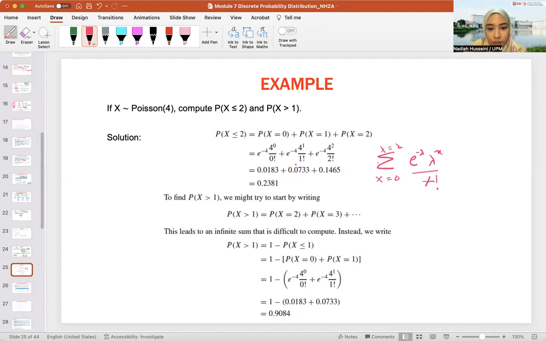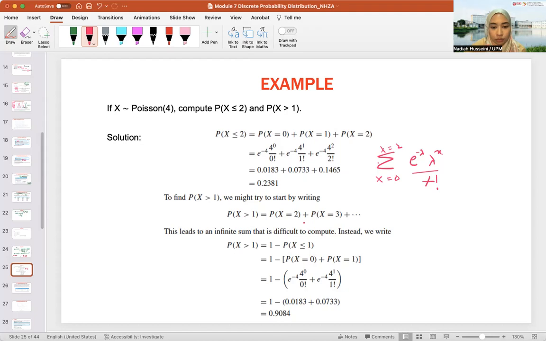So here they expanded this equation to be like this. So e to the minus 4, which is our lambda, 4 to the power of 0 over 0 factorial, plus, because we are summing, e to the power of minus 4, lambda to the power of x equals 1, divided by 1 factorial. And then when your x is 2, e to the power of minus 4, 4 to the power of 2 divided by 2 factorial. So you have to sum all these numbers. So this is what this equation means.